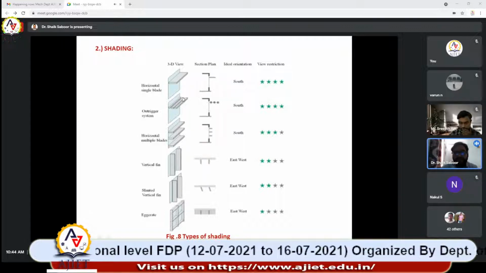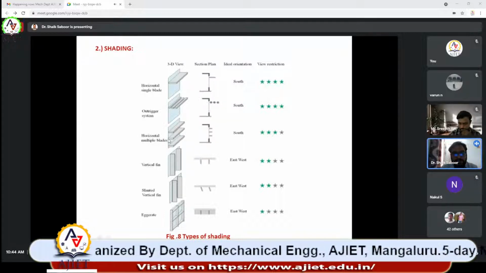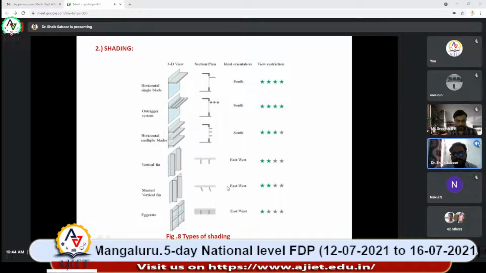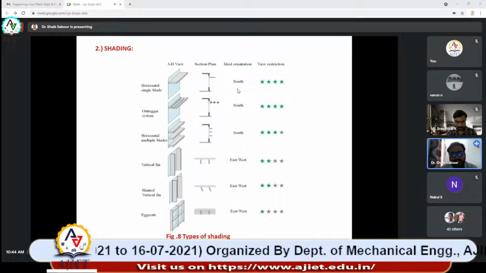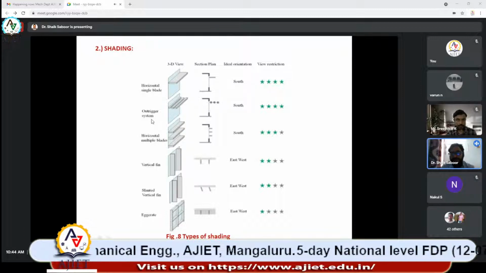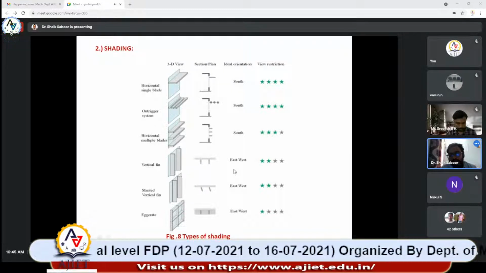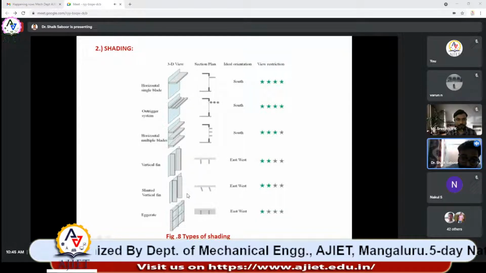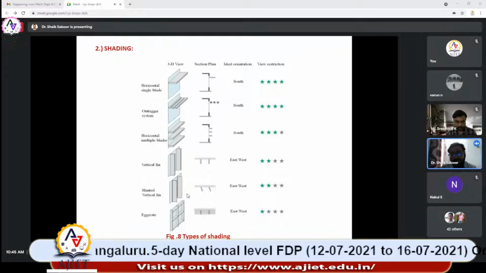We have different types of shading systems: horizontal single blade, outrigger system, horizontal multiple blades, vertical fin, slanted vertical fin, and so on. That depends on the orientation in which you are placing the window. Suppose you are placing the window in the south orientation, the first three are the preferable options for shading devices. Suppose you are placing the window in the east-west direction, then you need to go for this kind of shading device. The heat gain into the building, or direct solar radiation into the building, can be reduced by these shading techniques.